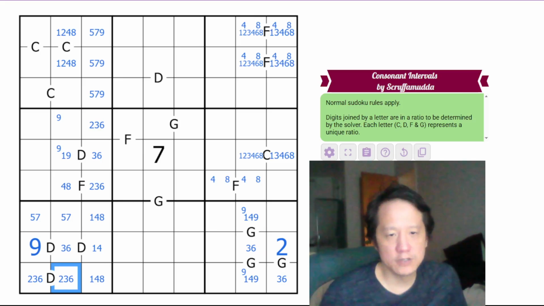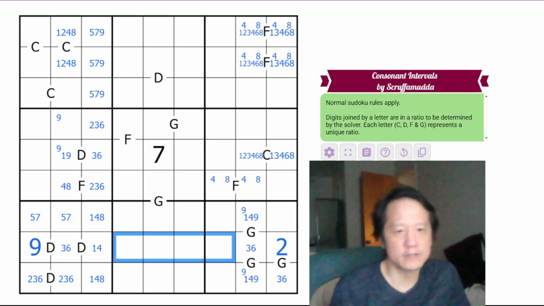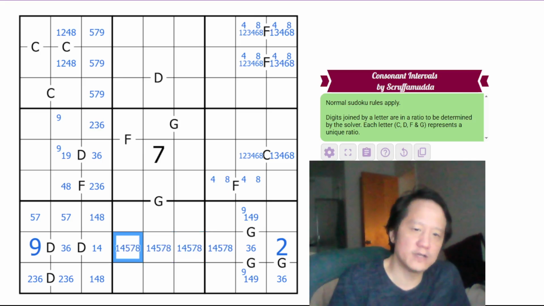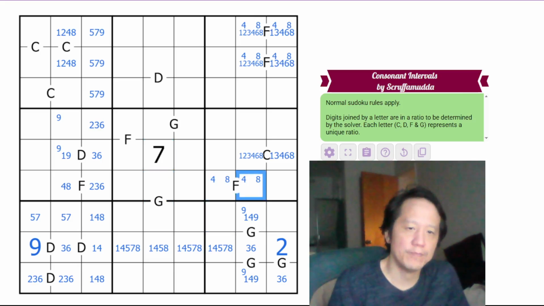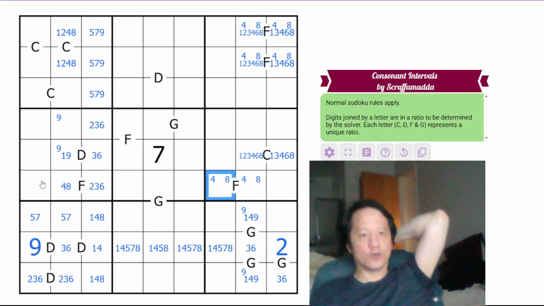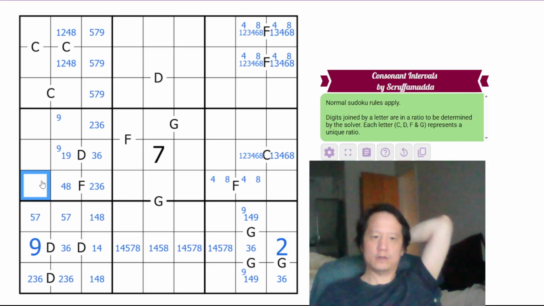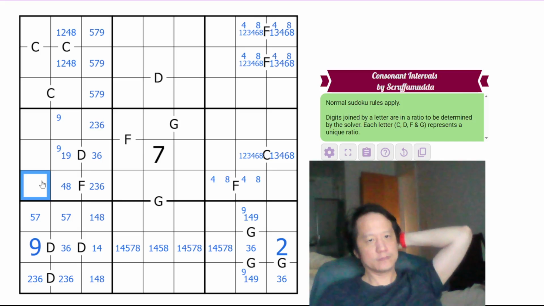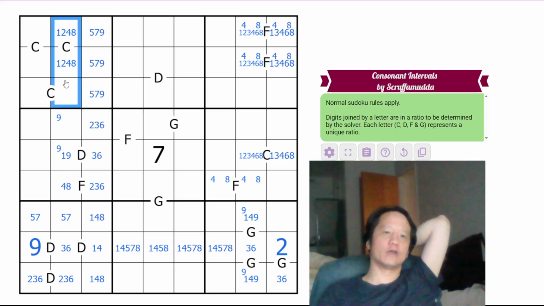The rest of row 8 cannot be 2, 3, 6, or 9. So we're missing 1, 4, 5, 7, 8. This obviously can't be 7 because of the 7 in the column. 4 and 8 cannot be here. Oh, this can't be a 4-8 pair. If this is a 4-8 pair, the problem is this cell would be eliminated from having any possibilities. So this must be 1 and 2.